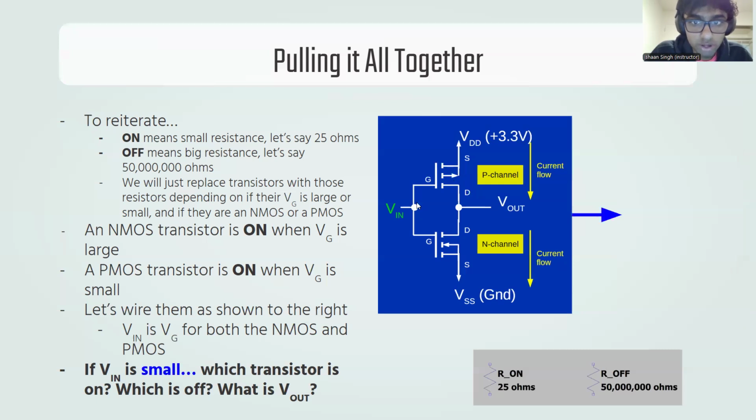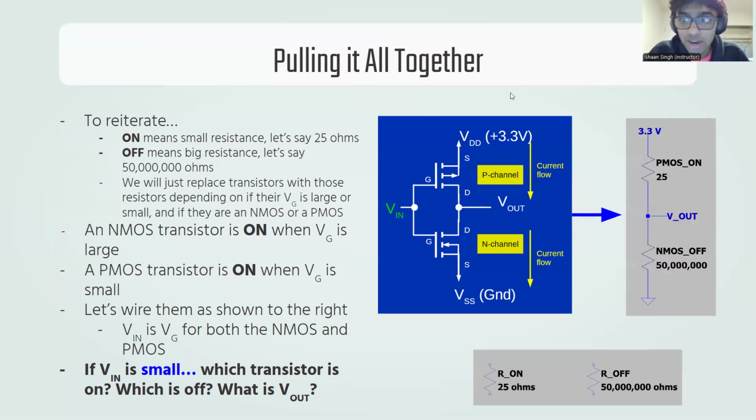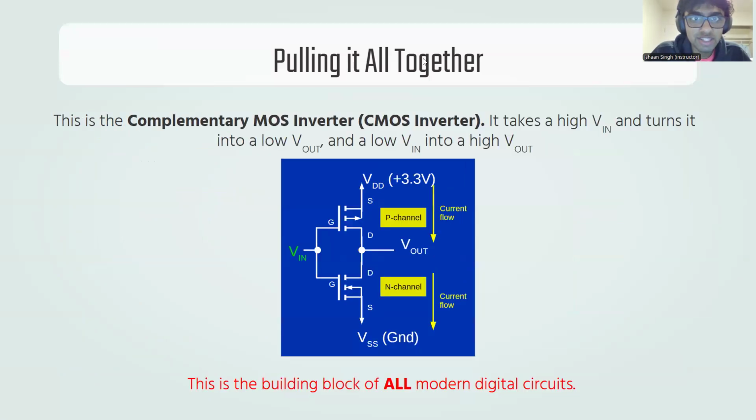If V in is small, then the gate voltage at the PMOS is small. So is the PMOS on or is the PMOS off? PMOS is on. And is the NMOS on or is the NMOS off? It's off, exactly. So we replace it with this guy. And now, is V out high or is V out low? Is V out going to be close to 3.3 or is V out going to be close to 0? Exactly, it's high. So what we've done is we've made a thing that turns a high V in into a low V out and a low V in into a high V out.